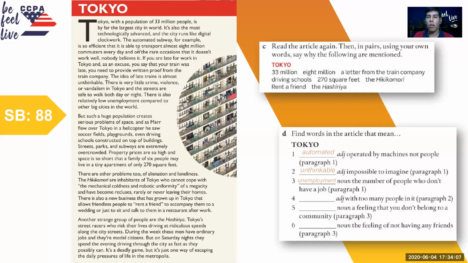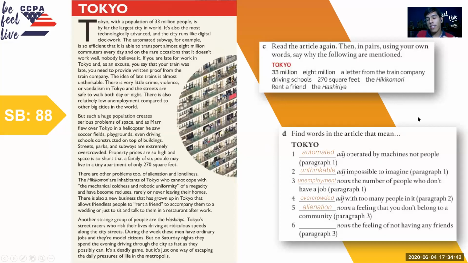Huge, no, it's not huge. Huge means very big. In this case, you are looking for a word that means many people in one place. Rosanna got it, yes. It is overcrowded. Great job. Now we move to paragraph 3 to look for a word, a noun, that means a feeling that you don't belong to a community. So you don't feel part of it. I think it's alienation. Excellent. Yes, it is alienation.